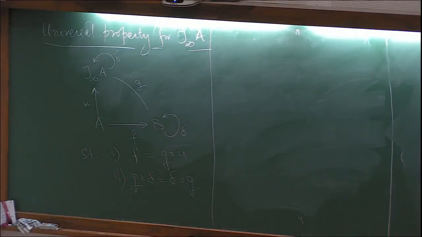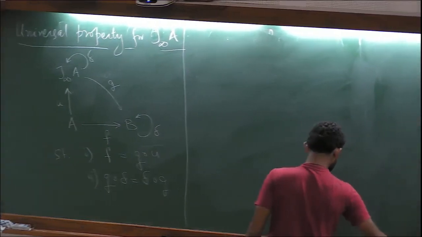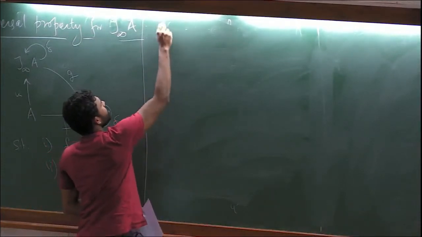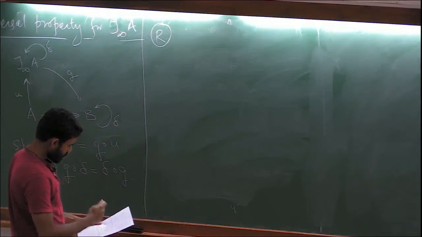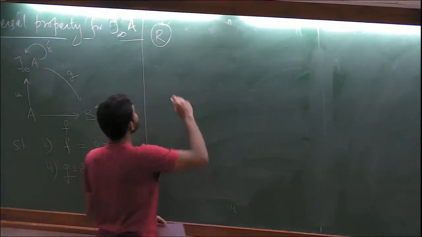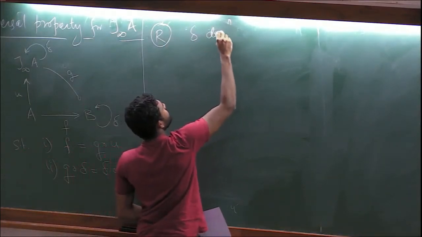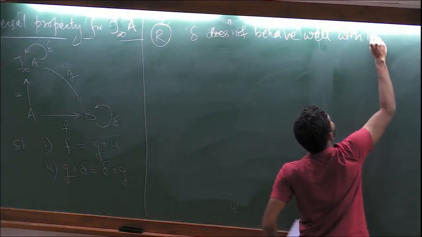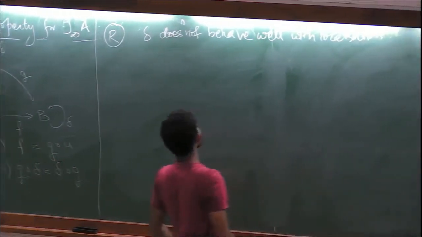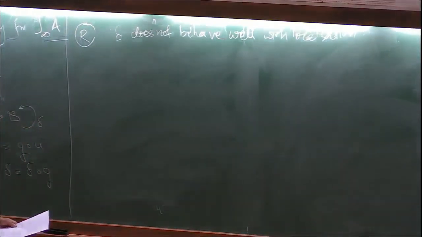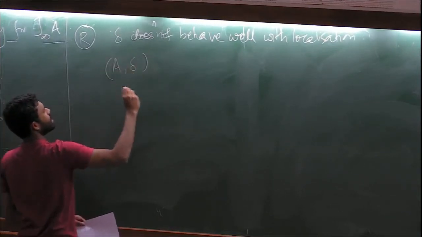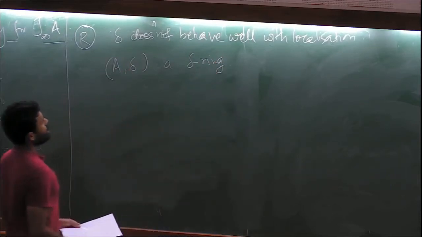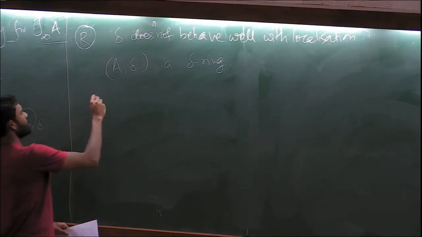All right, let me now quickly, so this is a remark, and I won't prove this lemma, but the remark should be good enough then. The remark is that delta doesn't behave well with localizations. For instance, let's say you start with a delta ring A. This is a delta ring. And let's say you invert X in there.